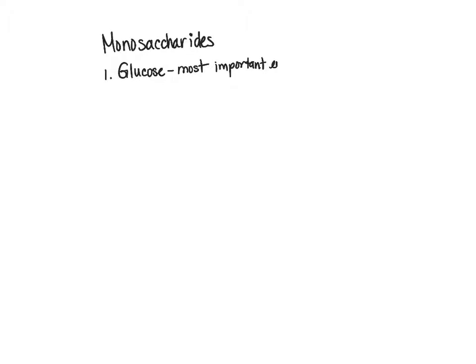So let's talk about these different monosaccharides, because you do need to know them. Number one, the most important monosaccharide is glucose. Glucose is our most important energy source. So our bodies like glucose. That's what it wants, is glucose.